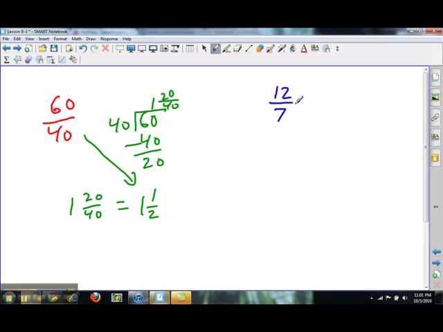Let's take a look over here at 12/7. I can rewrite this as 12 divided by 7. 7 goes into 12 one time. 1 times 7 is 7. 12 minus 7 is 5. 7 does not go into 5, so I'm left with 5/7. Now, because my denominator is prime, I don't have to simplify this any further. It is simplified. So 12/7 is equal to 1 and 5/7. This is the improper fraction. This is the mixed number.